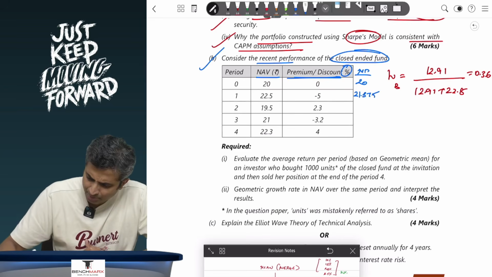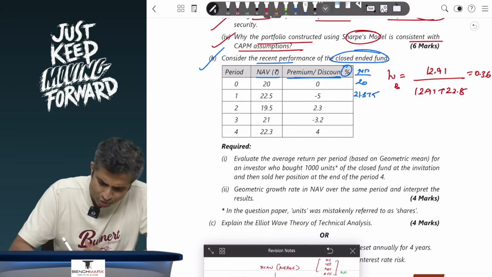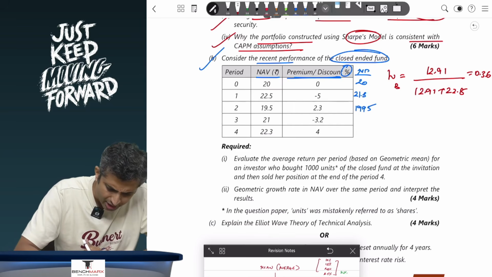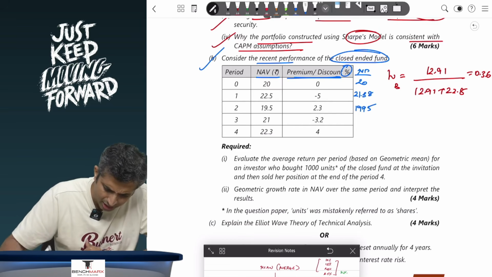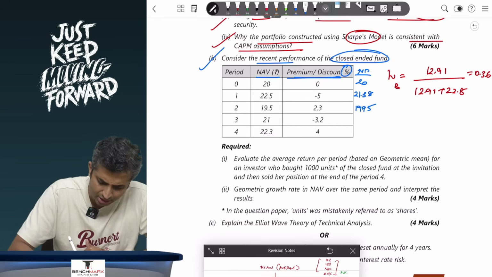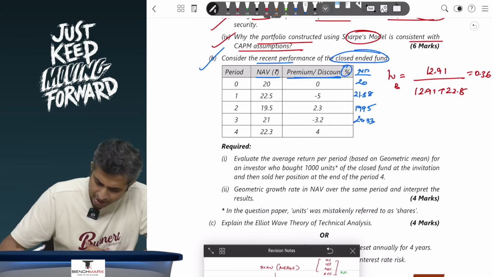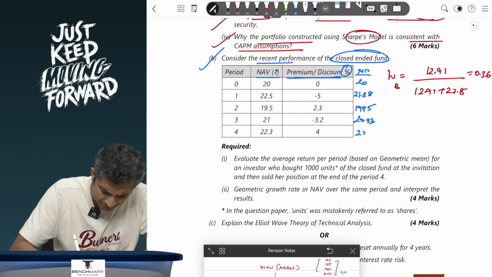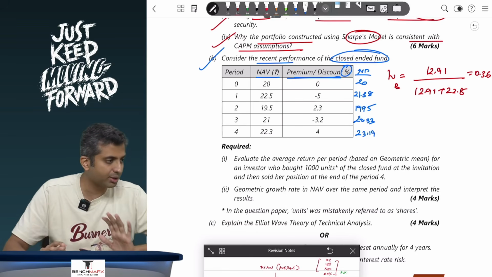Then you have 19.5 plus 2.3% comes to 19 point... Well, let's see how many decimals. Let's say you take 2 decimals only. So let's say this is 21.38. More decimals can be taken as well. So this is 19.5 and 2.3%. Then you have 21 minus 3.2%. This is 20.33. And 22.3 plus 4% will come to 23.19. So these are the market prices which are there.